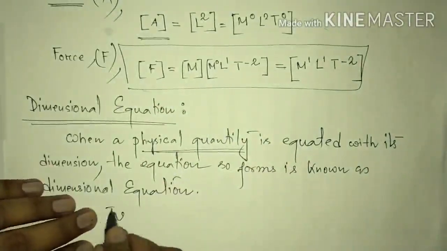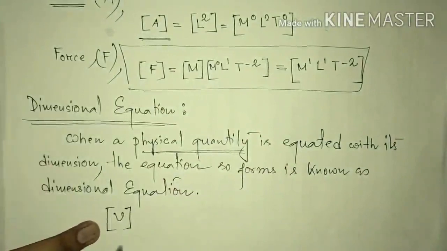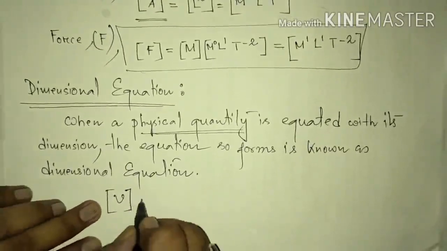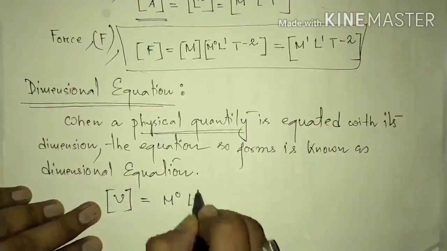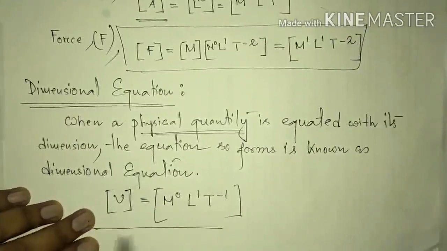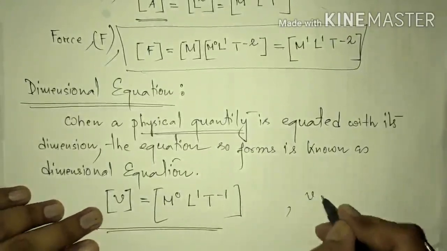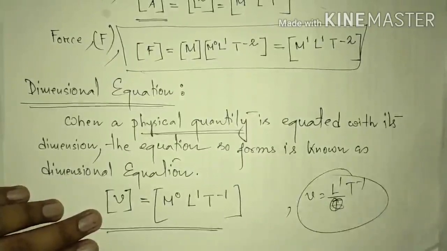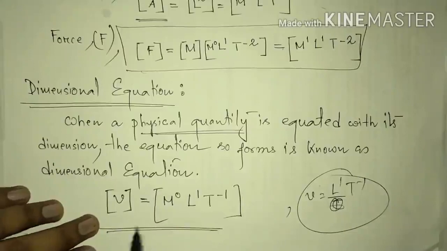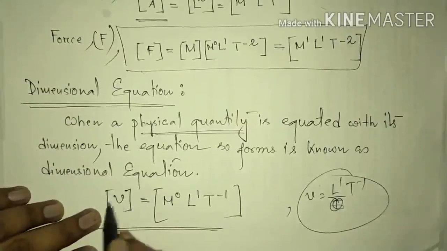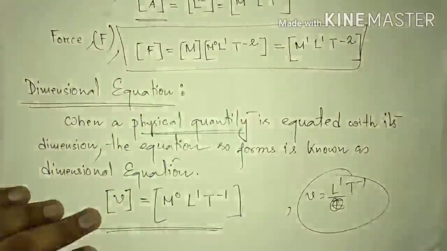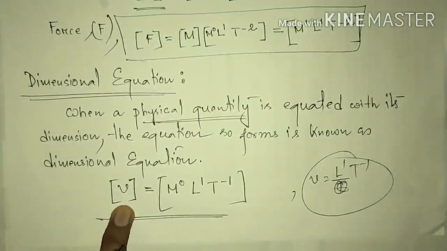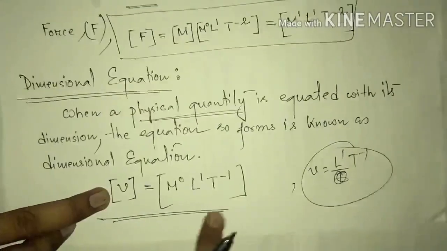For example, say velocity. How do we represent it? Symbol of velocity is V. The moment I write V within third bracket, it means it is representing the dimension of velocity. So this is equal to, I can write M to the power 0, L to the power 1, T to the power minus 1. So this becomes a dimensional equation. How am I writing this? Because we know velocity is distance by time, length by time. So L to the power 1 and T to the power minus 1. So this is how we write the dimension of velocity. This is called a dimensional equation. On this side we have the dimensional symbol of that physical quantity. I can even say when the dimensional symbol of a physical quantity is equated with its dimension, then the equation it forms is called a dimensional equation.